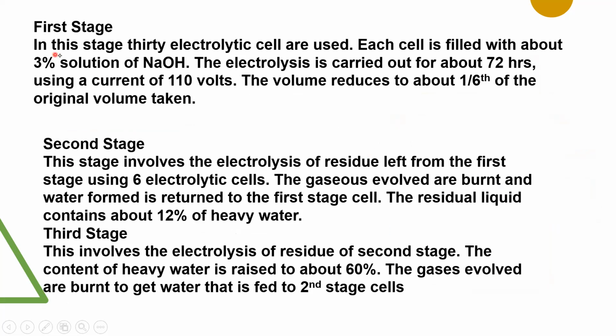First stage. In this stage, 30 electrolytic cells are used. See how big the process is. Each cell is filled with about a 3% solution of sodium hydroxide. The electrolysis is carried out for about 72 hours using a voltage of 110 volts. The volume reduces to about 1 by 6th of the original volume taken.